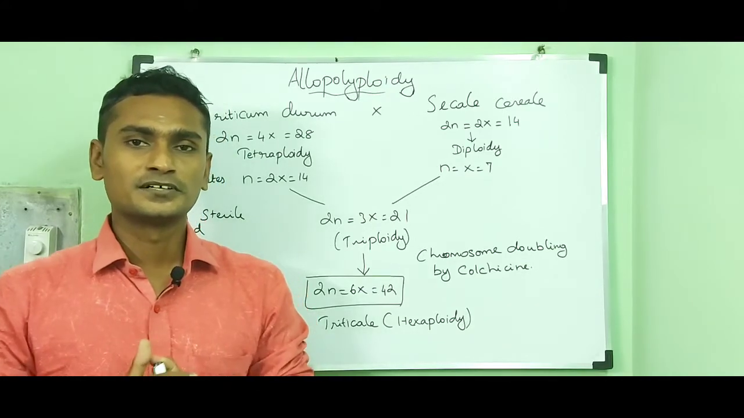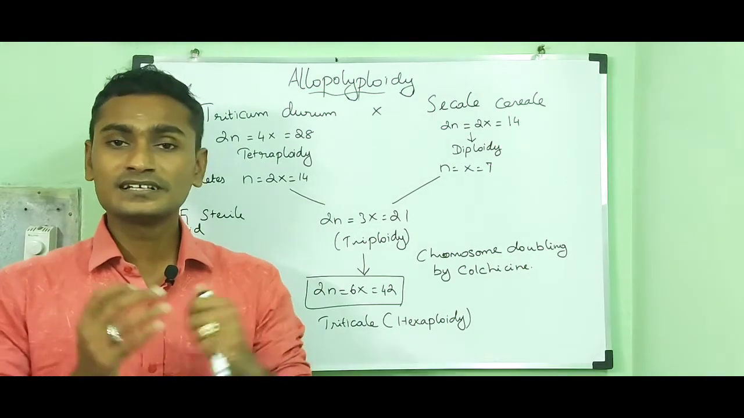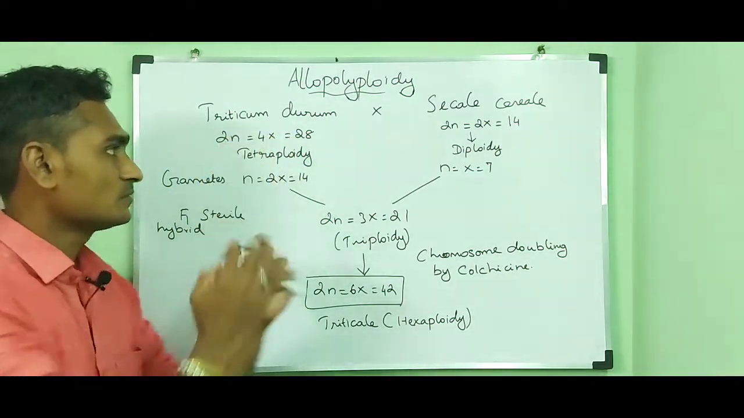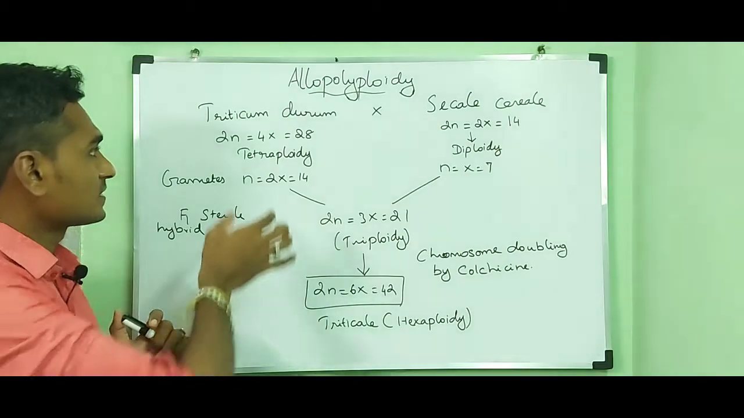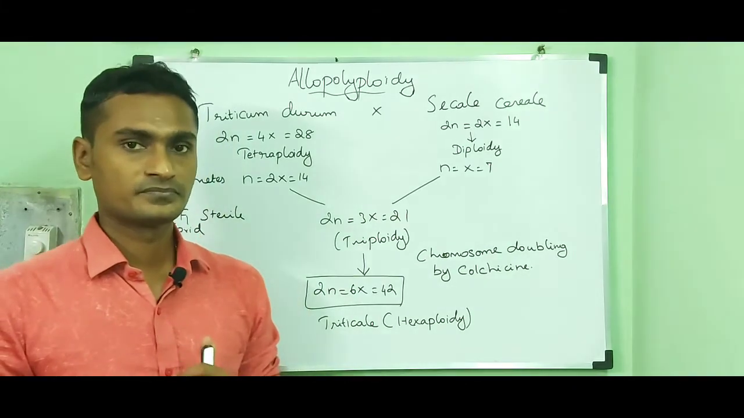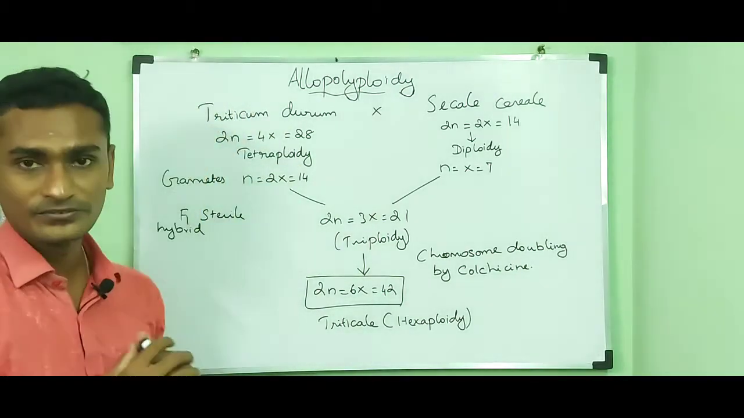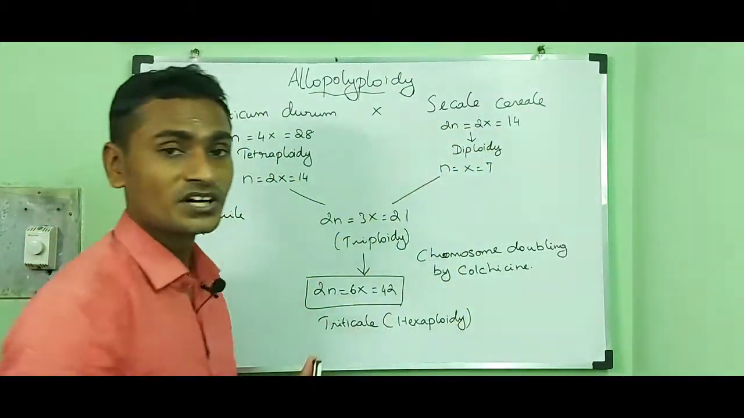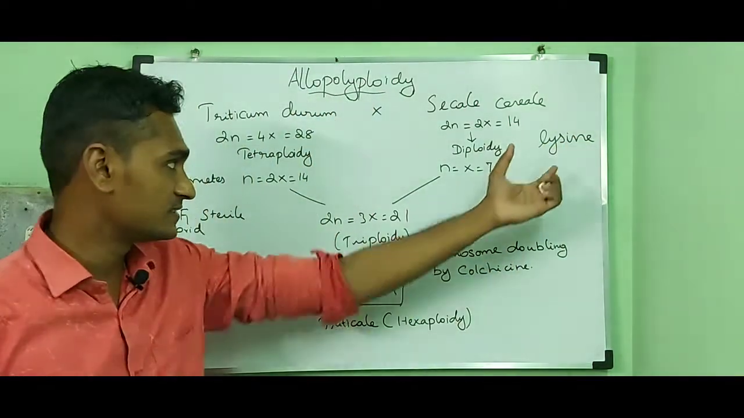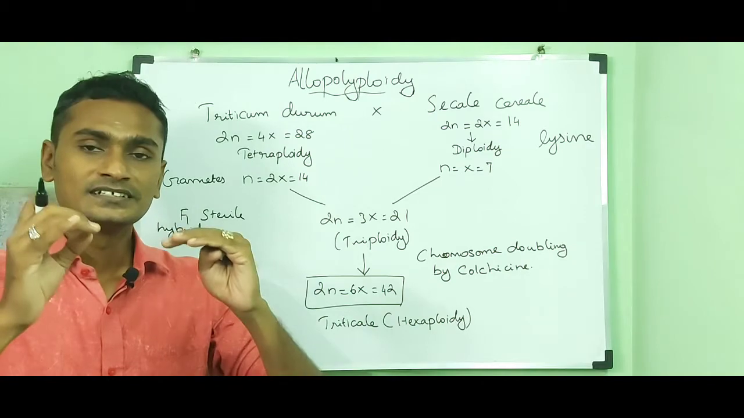Let me explain about triticale and how it is formed. Triticale is a hybrid plant which possesses the characteristics of both Triticum durum and Secale cereale. Triticum durum means Marconi wheat, Secale cereale means rye. Triticale contains a high amount of protein like Marconi wheat, and it contains a high amount of the amino acid lysine like rye. So both these characters are present in triticale.